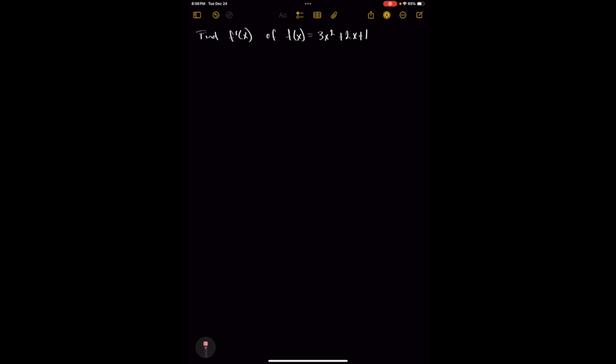In today's video we are tasked with finding f prime of x of this function that is given. Essentially it's just finding the derivative, but we're going to be using the derivative definition here in this example. So let's remind ourselves what the definition of the derivative is.